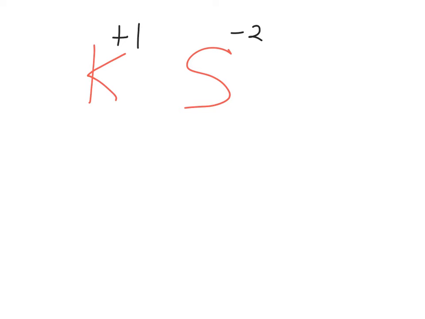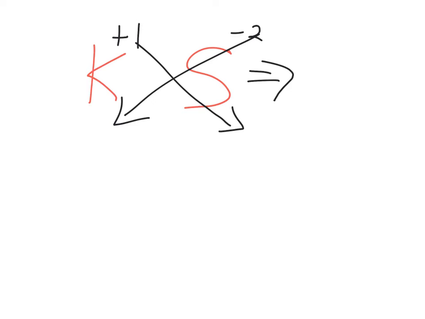So now look at those two. Do they cancel out? No, because they're not the same number. Can I reduce them? Can you reduce 1 into 2? No. So what are you going to do? You're going to crisscross. So this 2 goes here, and you don't have to write the 1. So my chemical formula is going to be what? Jared, we should be looking up here. K2S. Yep. This is your chemical formula.